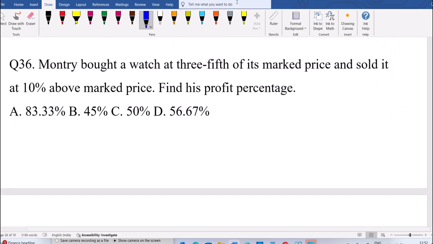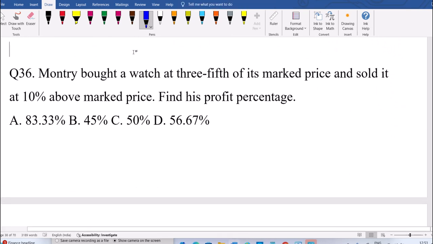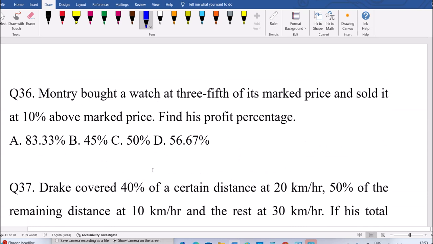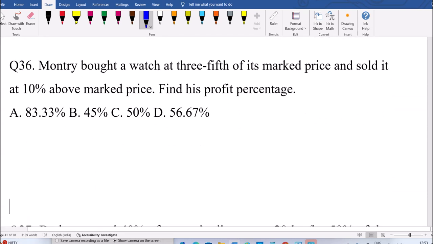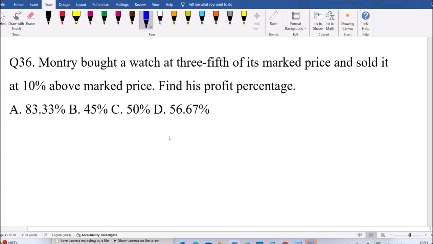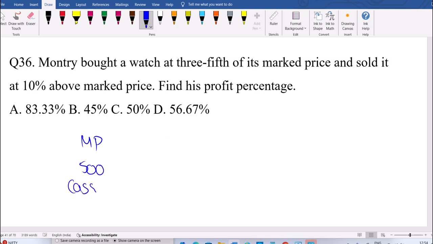Now see this next question. This question again you need to focus a lot. You bought a watch at 3/5 of its marked price, meaning you got a discount. Let us say the marked price is 500. So why are you assuming 500, sir? I am taking 3/5 of that. You went to a shop where the price is 500, and you purchased it for 3/5 of that.